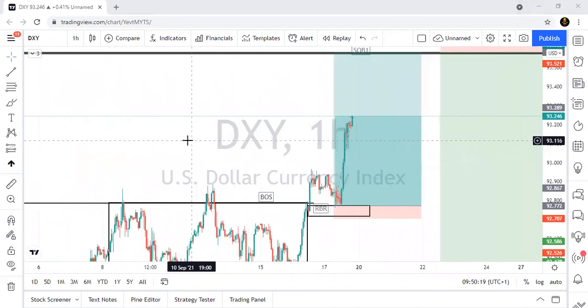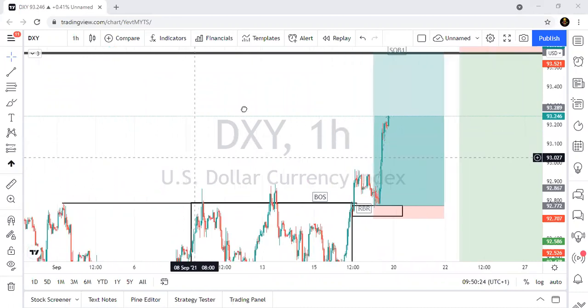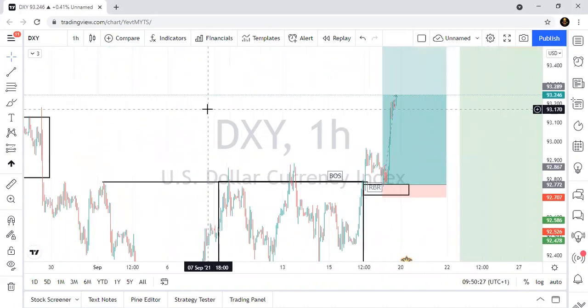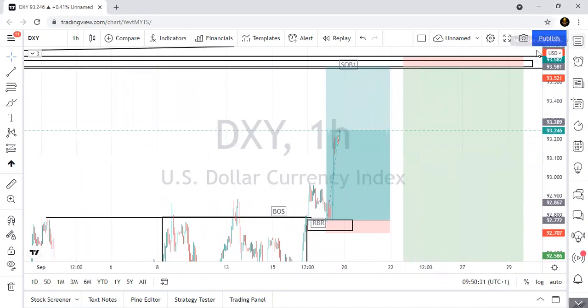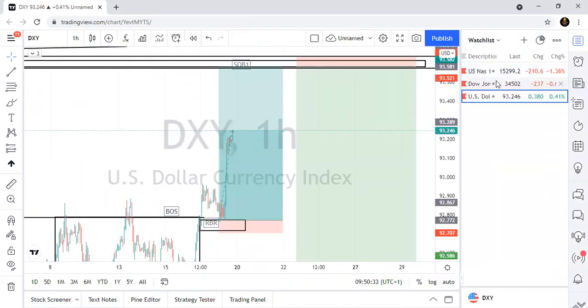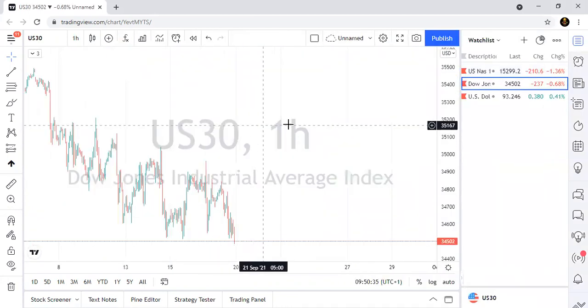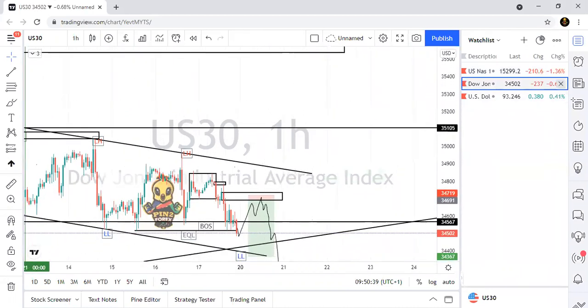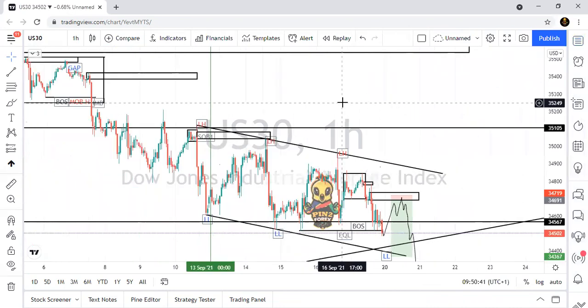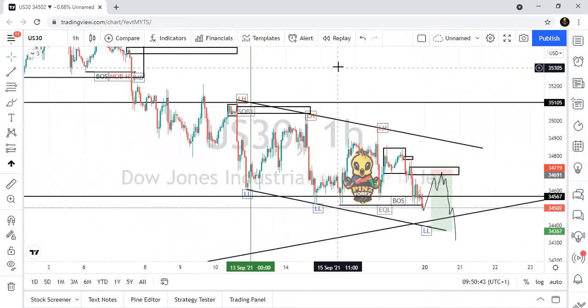So today I'm going to do a breakdown of this market. You guys are still struggling in doing your own analysis, so this is a big opportunity for you to follow. These are my analysis on NASDAQ. I only trade NASDAQ and US30.